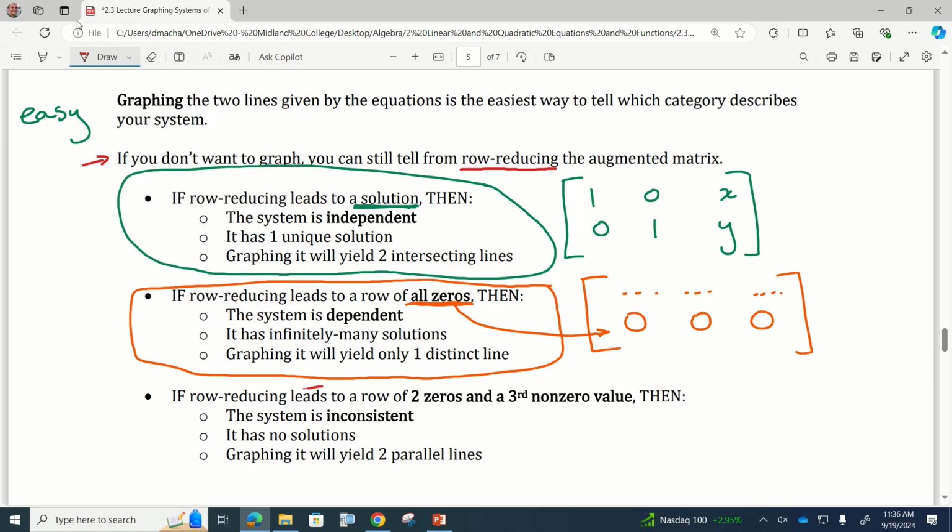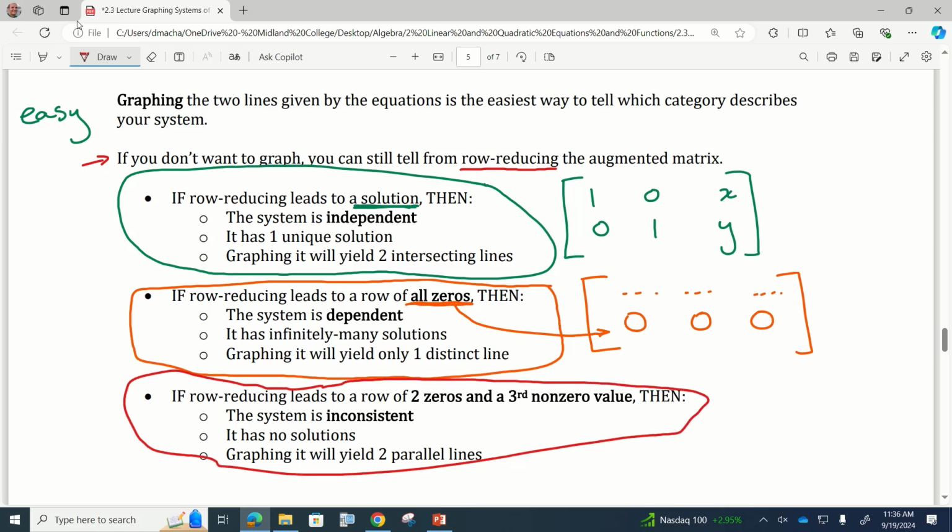And lastly, maybe you are getting an augmented matrix, you're trying to row reduce using only the allowed operations. You might end up with a situation with a row of 2 zeros and then a third value in the last column that's not a 0. Like maybe your last column is 0, 0, 6 or 0, 0, negative 1/2. If you end up with that situation, this is telling you it's inconsistent.